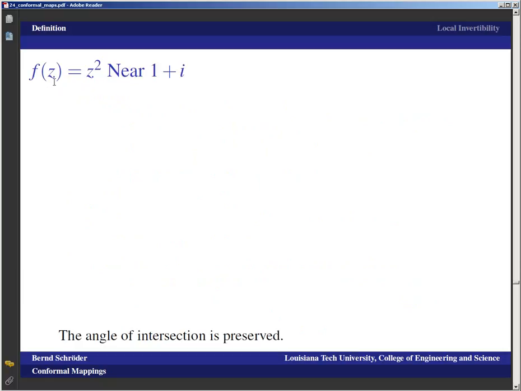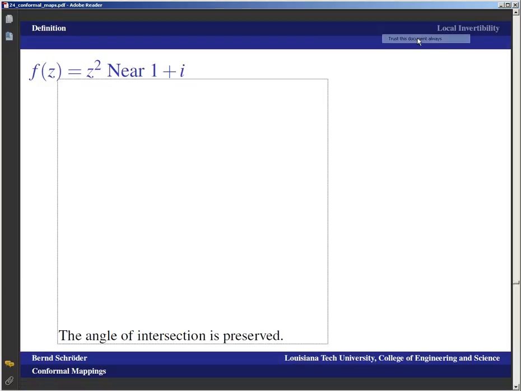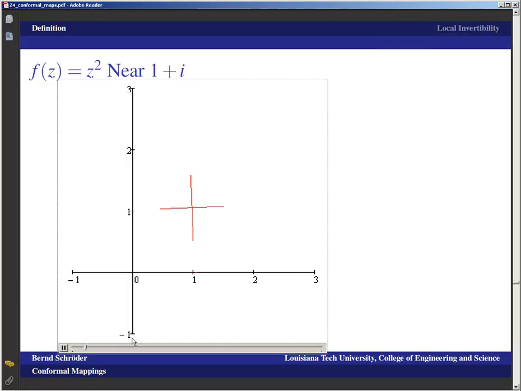Okay, we also would like to visualize that. Let's take a look at the function f of z equals z squared near the point 1 plus i. So if I stop this real quick, here's the point 1 plus i, and I just have a horizontal line and a vertical line. They intersect at a right angle, and we're going to go through the animation that is quite customary.